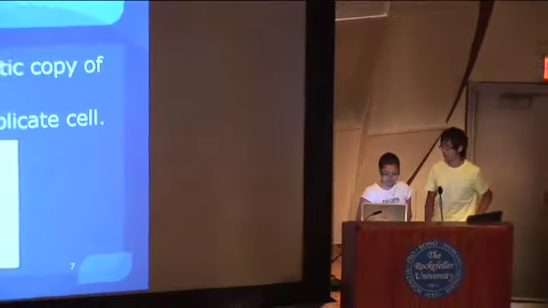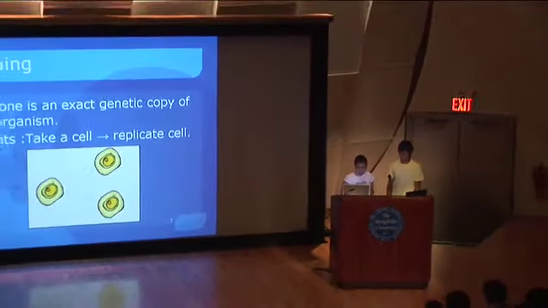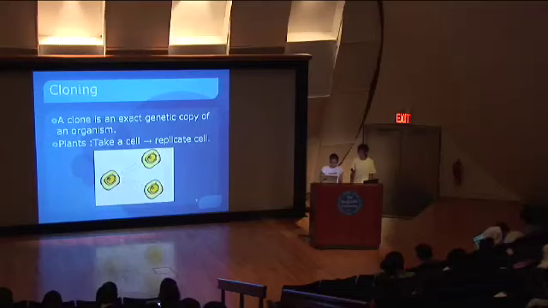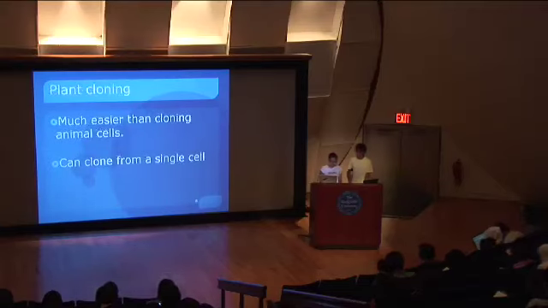A clone is basically an exact genetic copy of an organism. For our plants, we took a cell and replicated it, or induced replication. This is actually much easier than cloning animal cells, since you can do it from just a single cell.